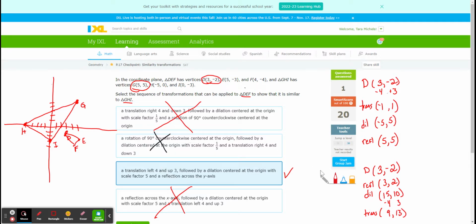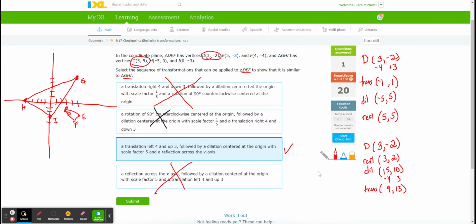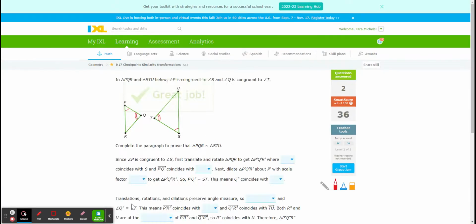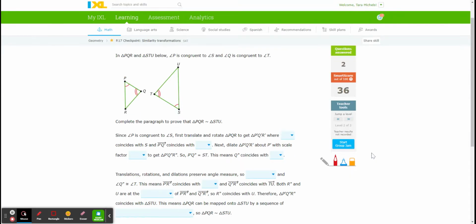And remember, a lot of times in IXL, there might be more than one correct answer, so it's important to check them all. But only the third one gave us that 5, 5 after that last transformation. So fingers crossed. Woohoo! All right, and keep in mind with these, you only need to get to 50. So with these checkpoints, you need to get to 50, and I completely understand these because they take very long.